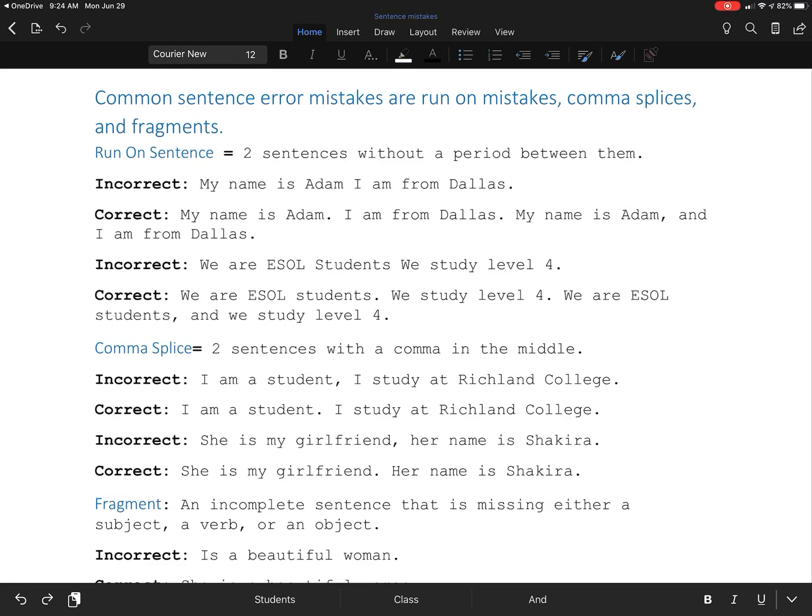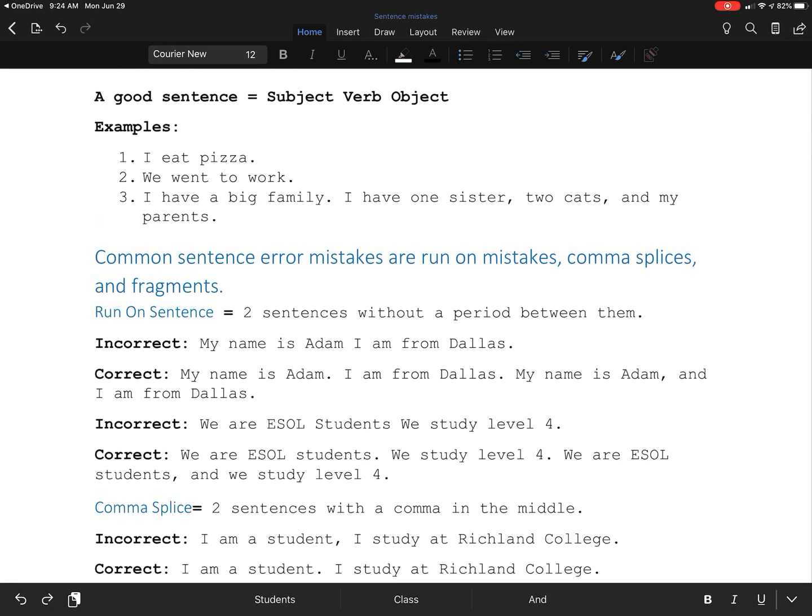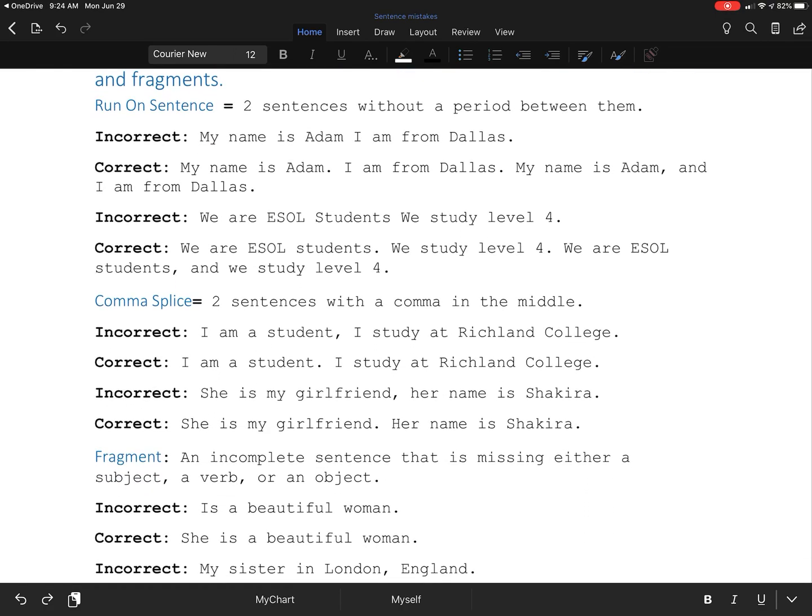Now, we use commas in many different ways. In my example here in the top, I have a list, right? One sister, two cats, and my parents. So if we're making a list, we can use some commas. If we have some compound sentences, we can use a comma. This is a compound sentence. My name is Adam and I am from Dallas. However, sometimes students use a comma when they really need to use a period.